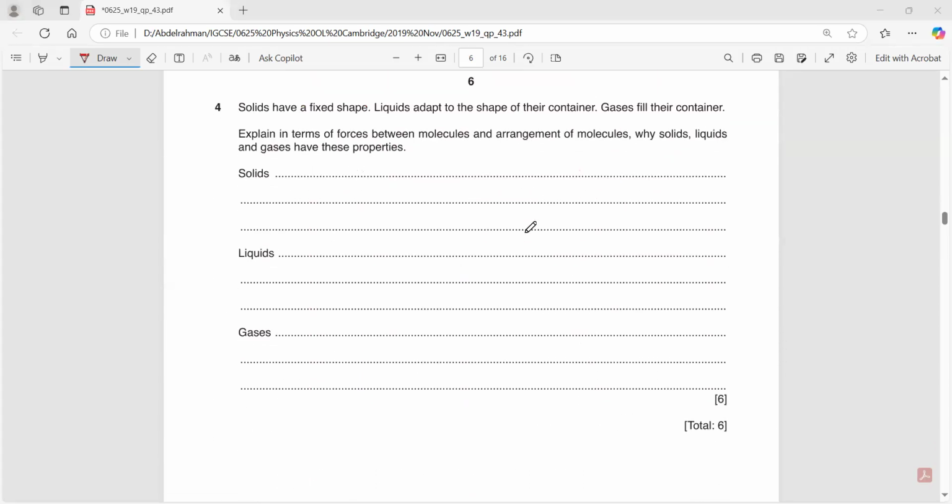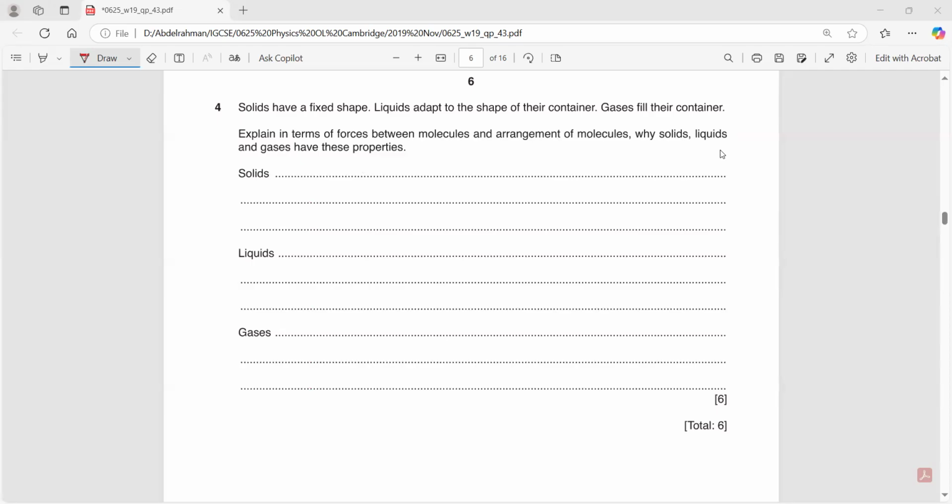Solids have a fixed shape. This is a really easy answer. Six bonus marks, honestly. Explain in terms of forces between their molecules and arrangement why solids, liquids and gases have these properties. Let's write them down. Solids have a fixed shape. Liquids adapt to the shape of the container. Gases fill their container. What is the difference between a solid, a liquid, and a gas?